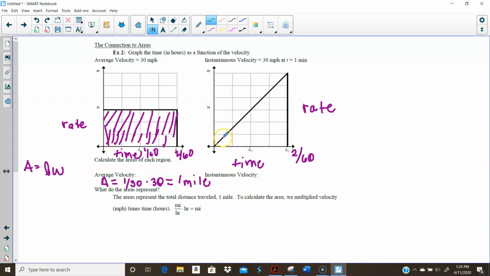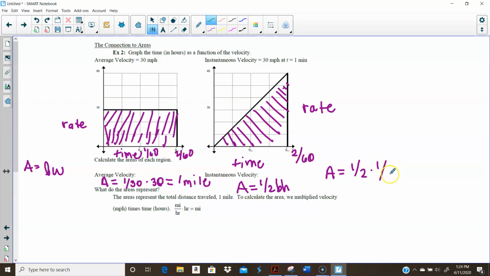So now I'm going to find the area of this triangle under the curve. So we know that this is a right triangle, and the area for a right triangle is 1/2 base times height. And so the area of this is going to be 1/2. The base is 1/30, 2/60 reduced. And the height is going to be 60. And when I multiply this out, I still get 1 mile. So she traveled 1 mile.